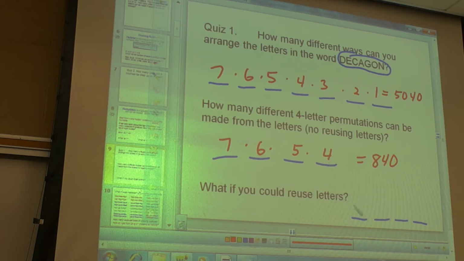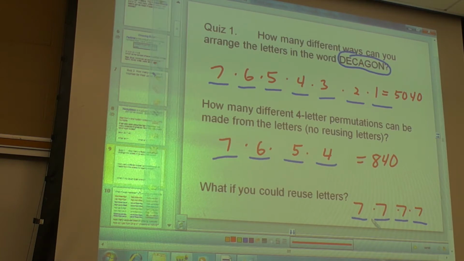Then how many options would you have for the first letter? Seven. Second letter? Seven. Third letter? Seven. Last letter? Seven. So this would just be 7 to the fourth power. Everybody okay with that part? Do you see why it's 7 and not 6? You can reuse, so it's like a PIN code. I could do 0000 if I wanted to. Not a good PIN, but possible.